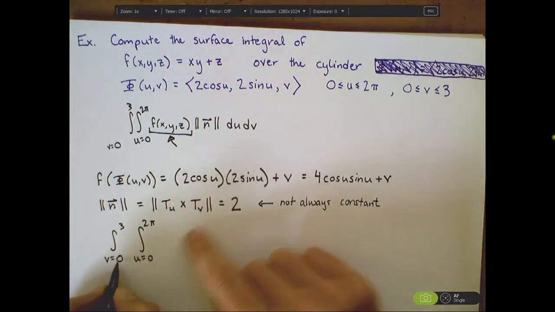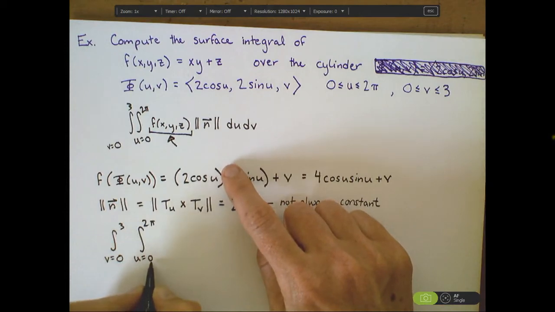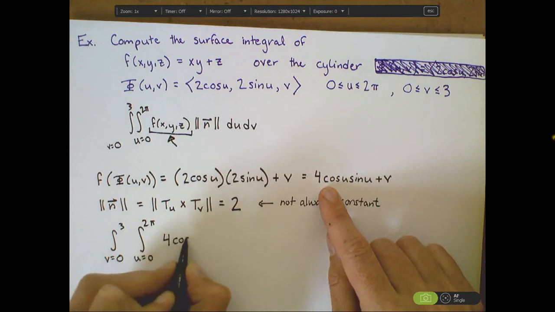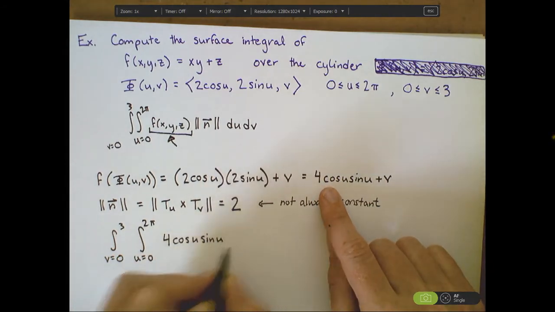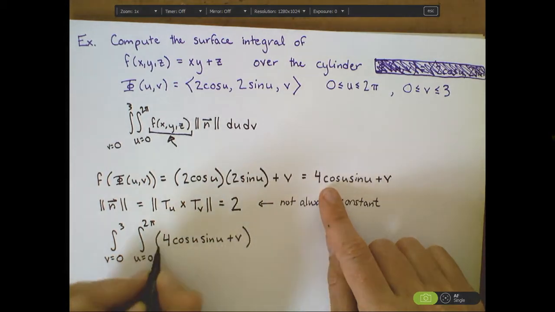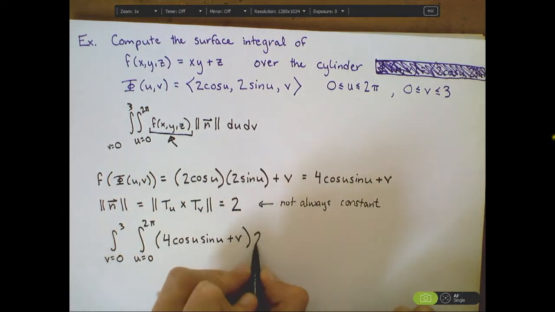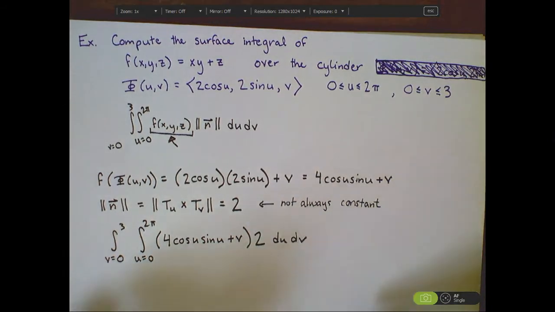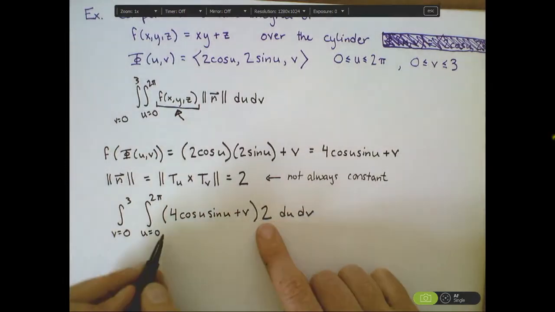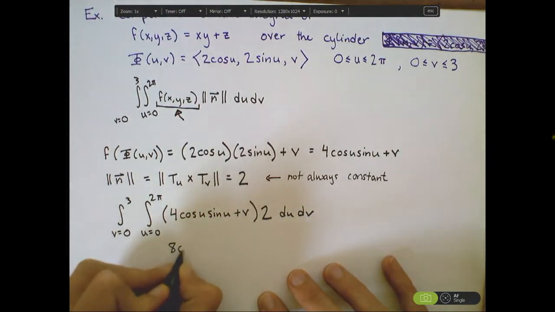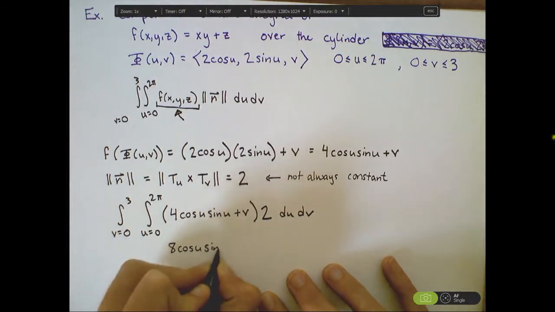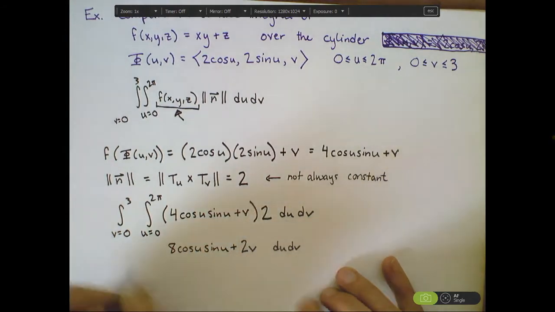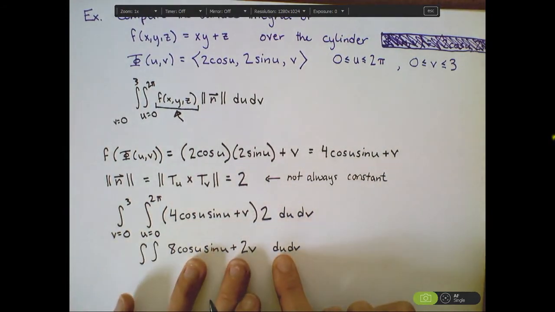It's going to be the integral as v goes from 0 to 3, as u goes from 0 to 2 pi, of our function that's been simplified, cosine u, sine u, plus v, and all of that is multiplied by the magnitude of our normal vector, which is 2, du dv. So I'm going to multiply this through, and I get 8 cosine u sine u plus 2v, du dv. My first integral is with respect to u.